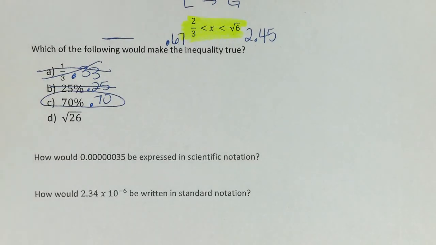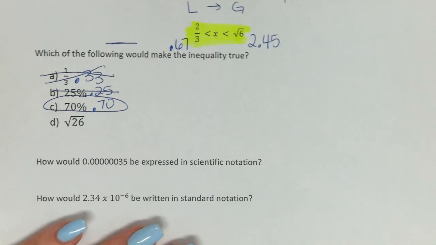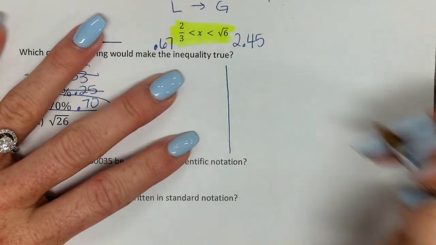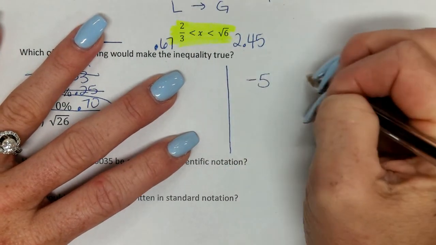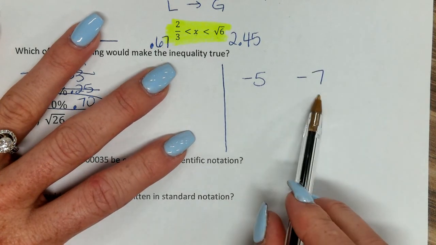Do y'all have any questions on those? The last thing I want to tell you about these before we move on to scientific notation: do not forget that with a negative sign, the more money you owe, the less money you have. Did everybody hear that? So real quick, right over here, I want you to put -5 and -7. Which one of these is greater?